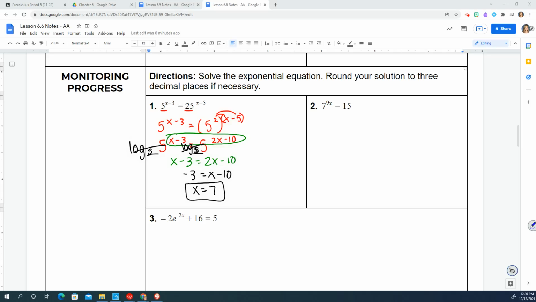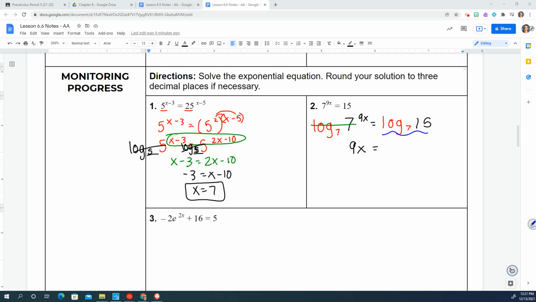To divide by what? By 7. It's not 7 times 9x. It's 7 to the power. So the inverse operation of exponents is log base what? Oh, 7. Log base 7 of both sides. Yep, so that's my base here. And again, you've got to do it to both sides, because that will undo that layer. That would give me 9x.